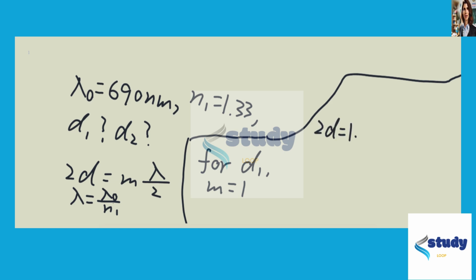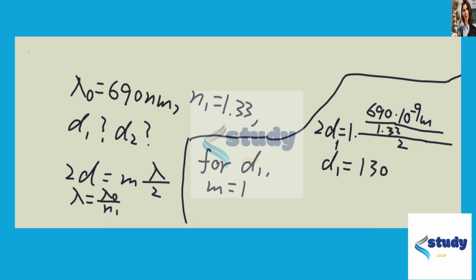2D is equal to 1 times lambda, which is lambda 0 over n1, which is 690 times 10 to the negative 9 meter, because 1 nanometer is 10 to the negative 9 meter, divided by n1, which is 1.33, divided by 2. Sorry, it should be D1 here. D1 is about 130 nanometers, which is 1.3 times 10 to the negative 7 meter.